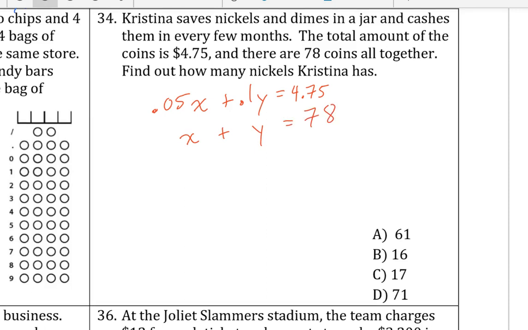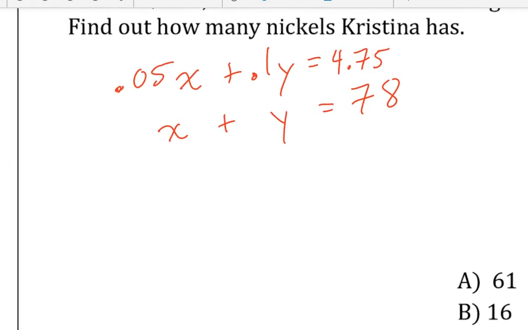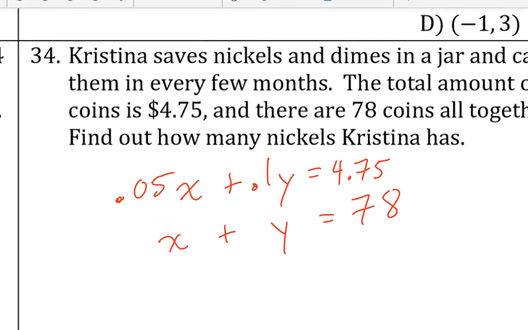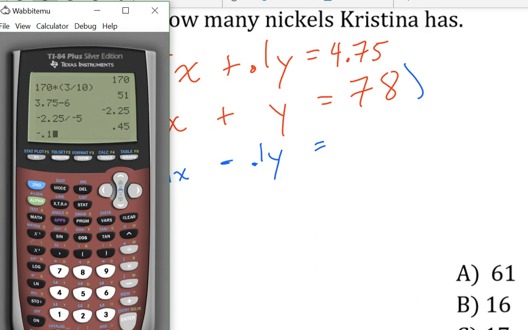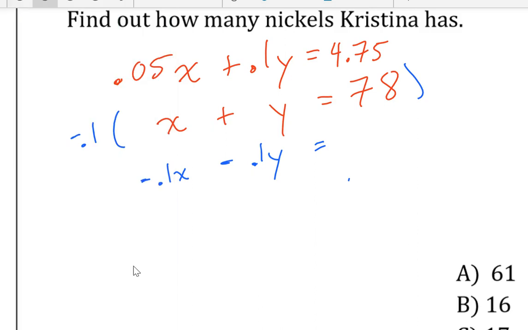So we need to cancel here. So we've seen this trick in a video before, right? So we want to solve for nickels. So nickels we happen to call our X. So let's cancel our Y's. So to do that, I'm going to multiply this whole bottom equation here by negative 0.1, which would give me negative 0.1x, minus 0.1y. And then if we did 78 times negative 0.1, we get negative 7.8. So again, when we use that elimination process, we like to cancel what we need.